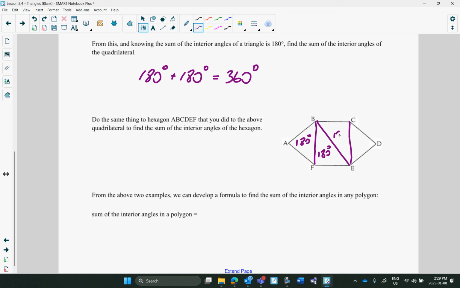So how would you find the sum of all the angles in this six-sided shape? 4 times 180. 720. There's a pattern.